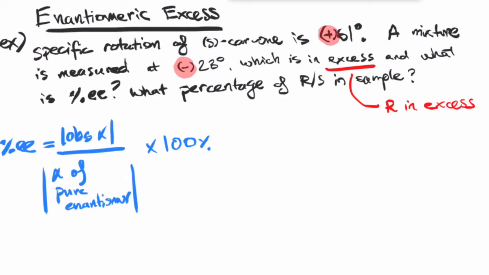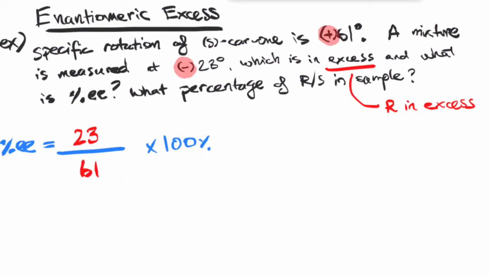So we're going to use the equation that we just introduced here. In this equation, on the top we have the observed rotation, which is negative 23. But again, it's in absolute values, so we're just going to put in 23. And on the denominator, the optical rotation of the pure enantiomer, which turns out to be positive 61, but again, we're just using absolute terms, right? And just multiplied by 100. So when we do that, we get that the percent EE turns out to be 38%.